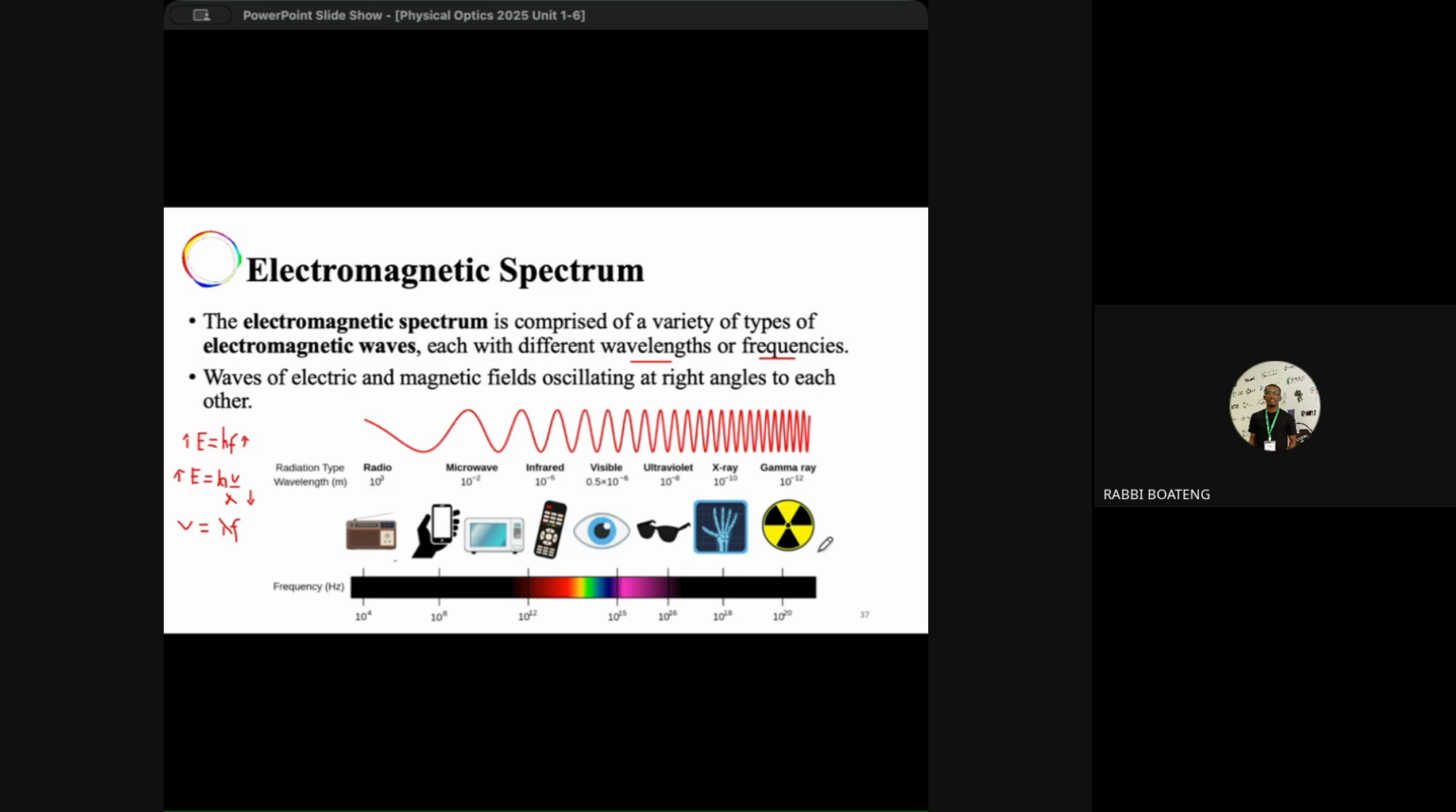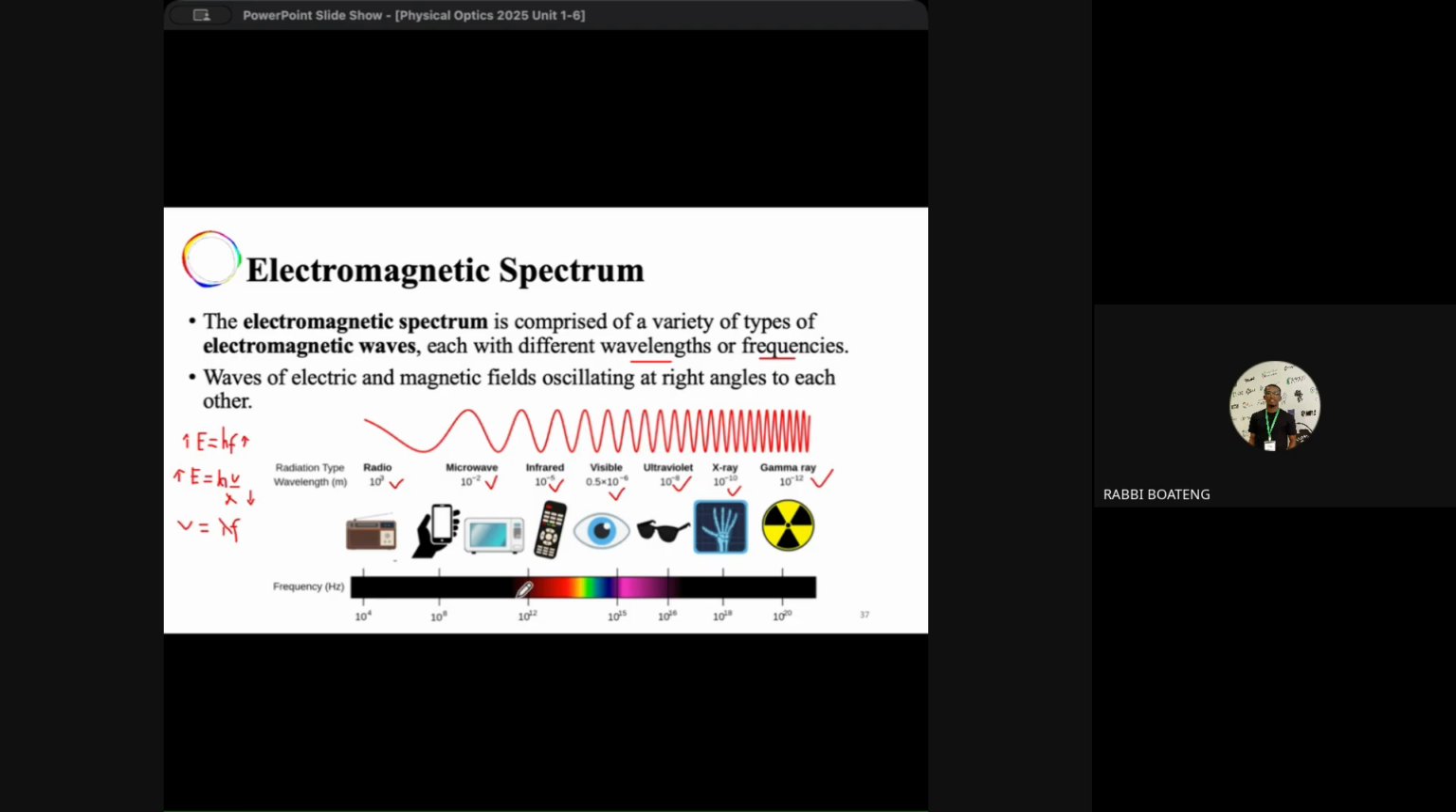Now, with the electromagnetic spectrum, we have the gamma rays, the X-rays, the ultraviolet rays, the visible, the infrared, the microwaves, and the radio waves. These are the 7 radiations that we can think about when we are talking about the electromagnetic spectrum.